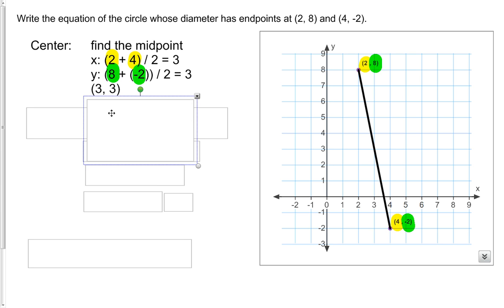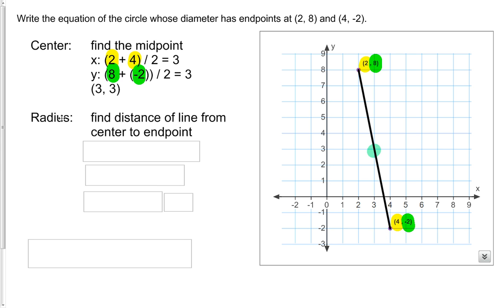And that midpoint of (3, 3) is also going to be the center of our circle, since we decided that it's at the center of this diameter. I'm going to go ahead and plot that on our graph here. So the center of our circle is right there. Now we need to continue by finding the radius.